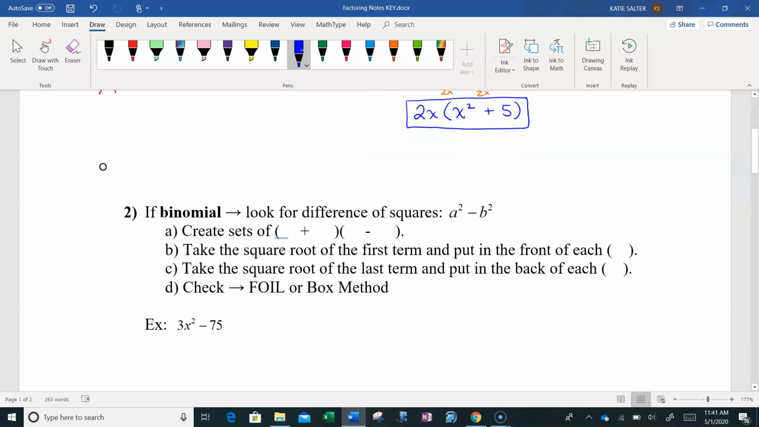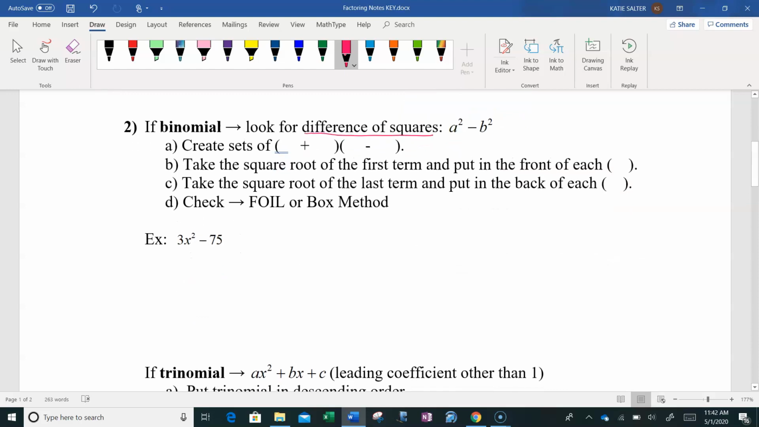All right, so the next one. What if after you look for a greatest common factor, it's a binomial and it is a difference of squares? That's always what we want to look for. If it is 2 terms, we want to look for that difference of squares pattern. So again, we always start out with greatest common factor. Do these 2 terms have a greatest common factor? And in this case, they do. If they don't, you just go to the next step. But both of these are divisible by 3, so that leaves us with x squared minus 25.